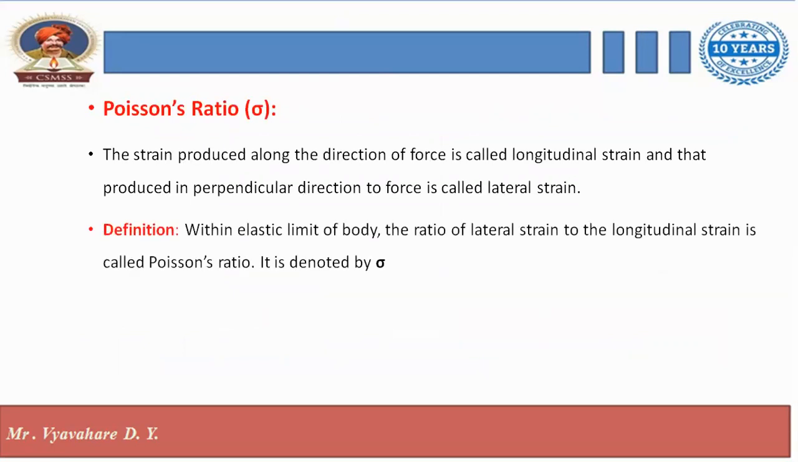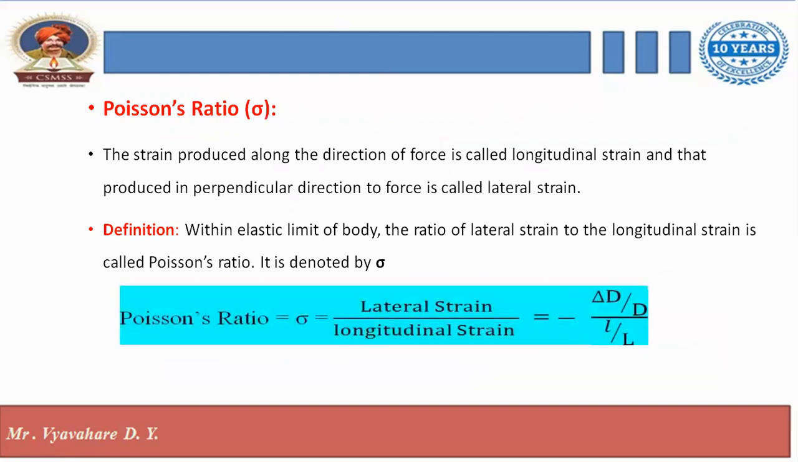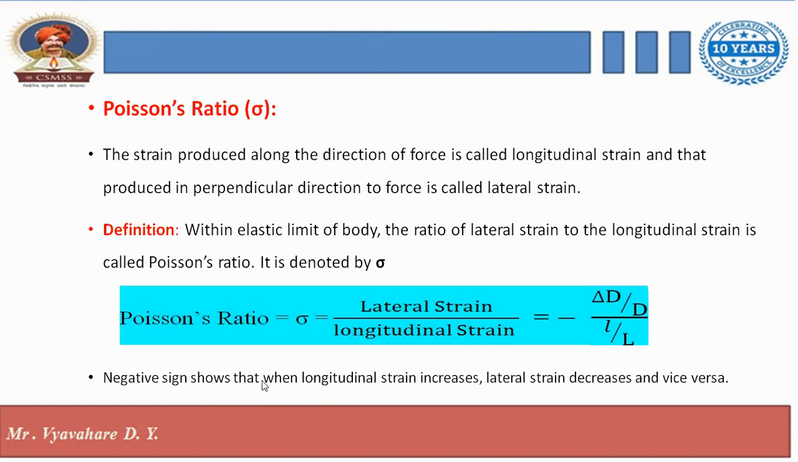Poisson's ratio. Within the elastic limit of a body, the ratio of lateral strain to the longitudinal strain is called Poisson's ratio. That is lateral strain divided by longitudinal strain, del D by D divided by small l by capital L. The negative sign shows that as the longitudinal strain increases, the lateral strain decreases.